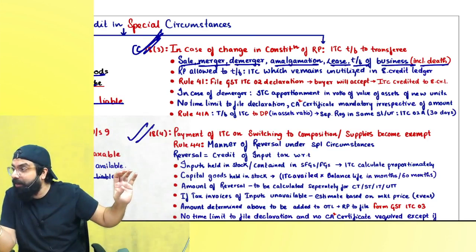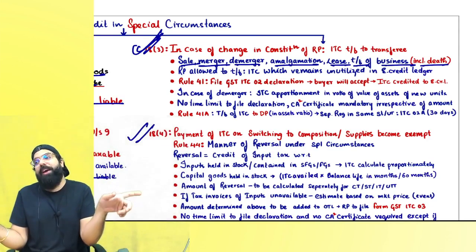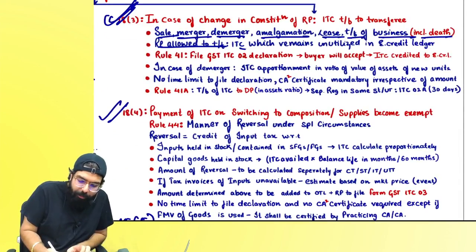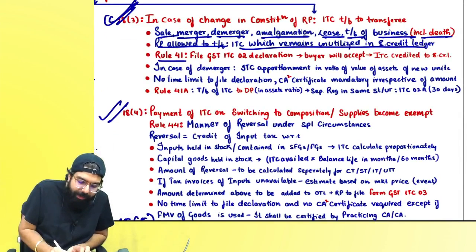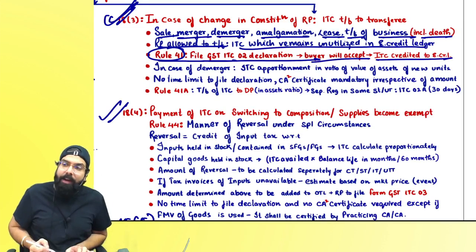He just has to file GST ITC-02. The transferee will accept and the credit will be transferred to his e-credit ledger. Always remember, a registered person is allowed to transfer the credit to the e-credit ledger of the transferee. He will have to follow rule number 41, which says you have to file a declaration in ITC-02. The buyer will accept and the credit will be transferred.